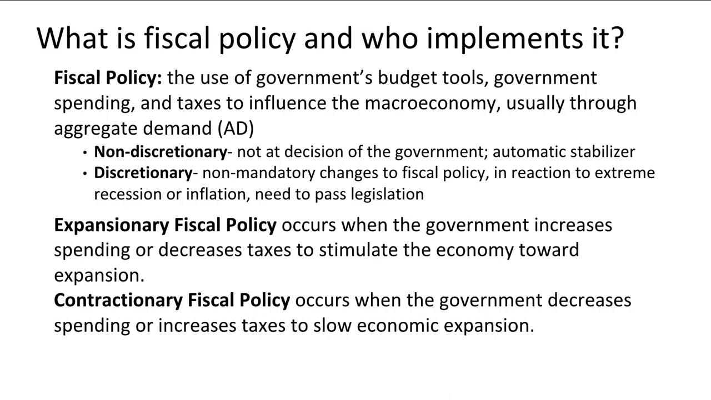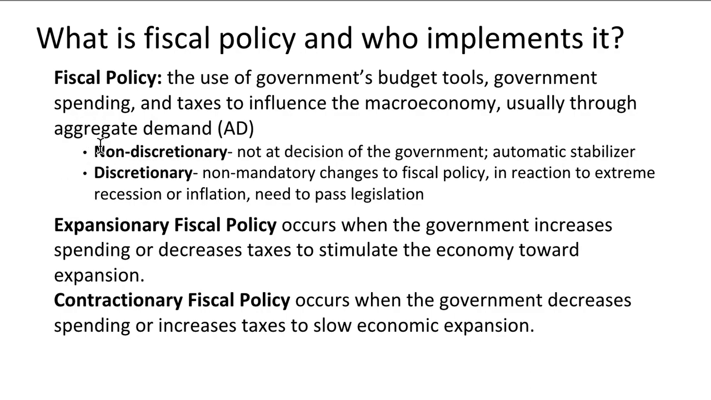So what is fiscal policy and who implements it? Fiscal has to do with government revenue and government taxes, and policy has to do with a strategy or action that's adopted or proposed by an individual or group. So fiscal policy is the government proposing a change in spending, a change in taxes, a change in their budget tools to influence the whole economy of a nation. And that's usually through aggregate demand.